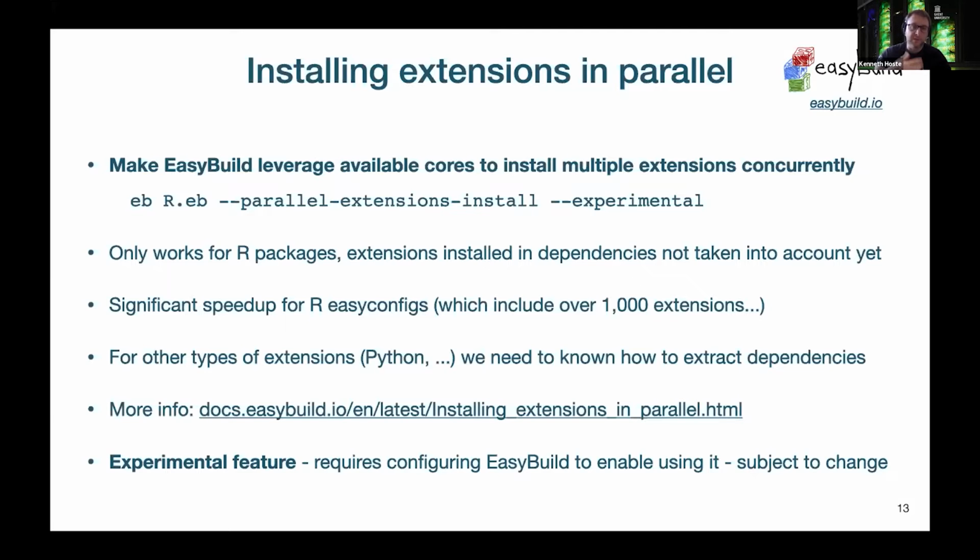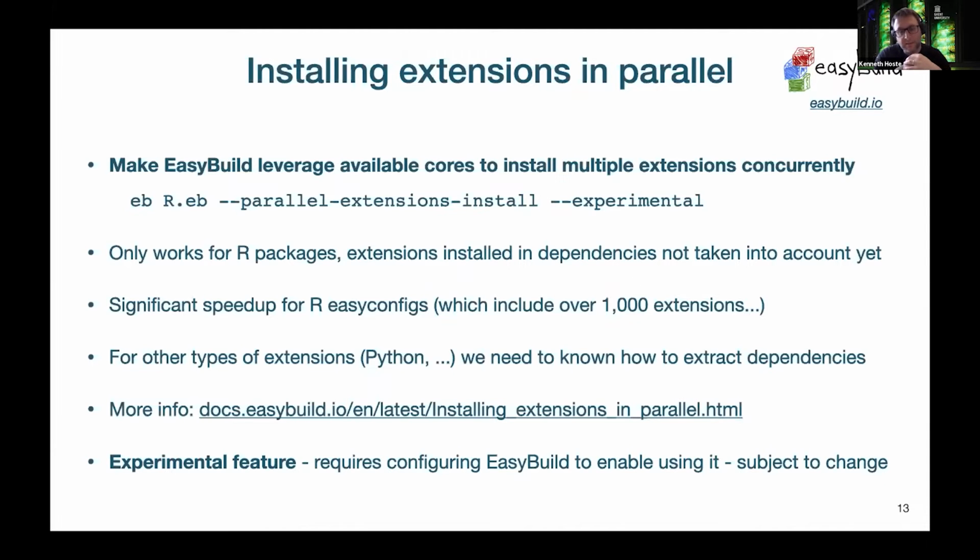And EasyBuild was just chugging through these one by one. Even though it has several cores available to do the installation, it wasn't really using those cores yet. That is now changing. We have an experimental feature that tells EasyBuild to just install whatever extensions it can concurrently. So if there's 10 cores available, it will try to do 10 extension installations at the same time. And of course, it takes into account the dependencies between the extensions.